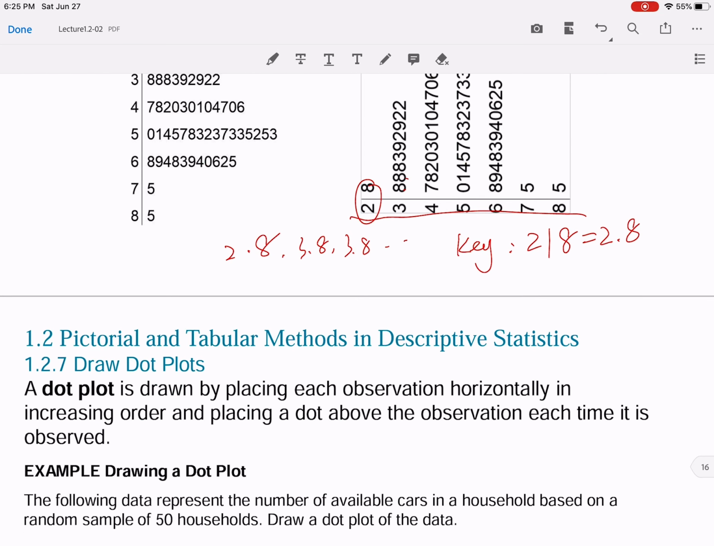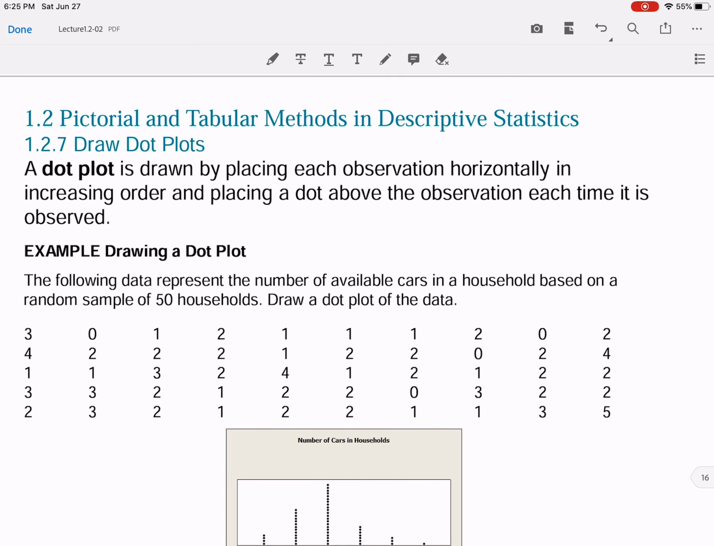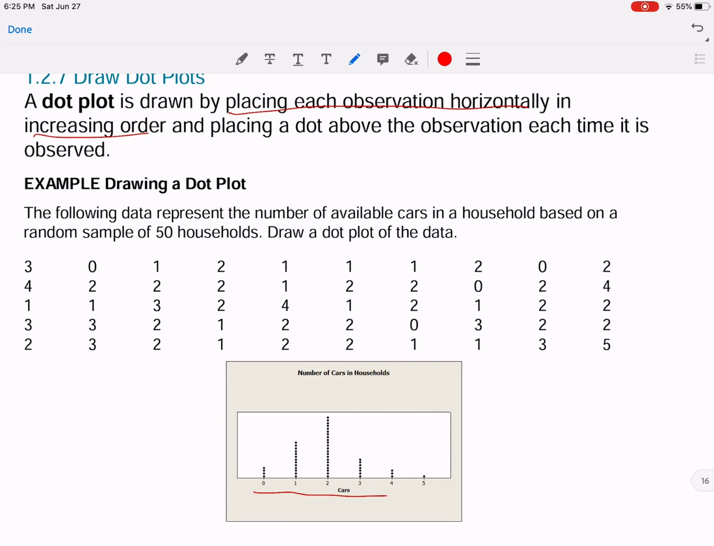So once we know how to draw a stem leaf plot and its advantage, let's take a look at the next plot, which is called the dot plot. Dot plot is quite easier to understand. A dot plot is drawn by placing each observation horizontally in increasing order and placing a dot above the observation each time it is observed. So basically, based on the definition, if you want to draw a dot plot, first of all, you gotta figure out all of the different observations and put them in increasing order on the horizontal axis. Just like what was shown over here.